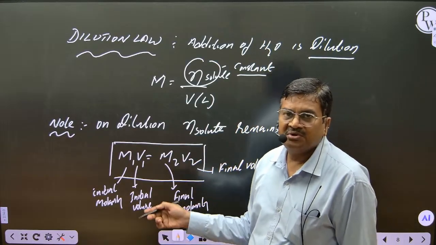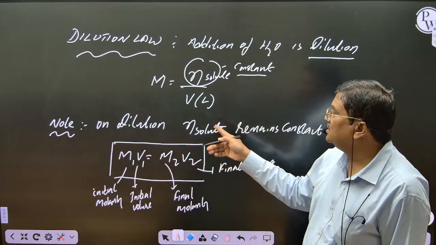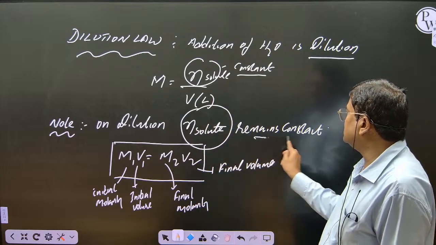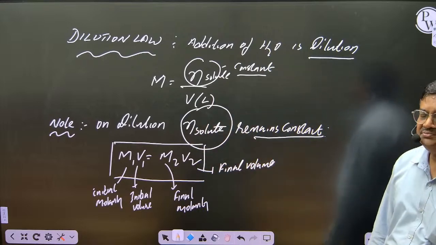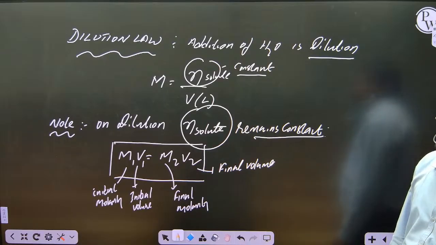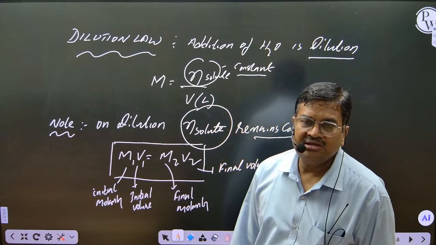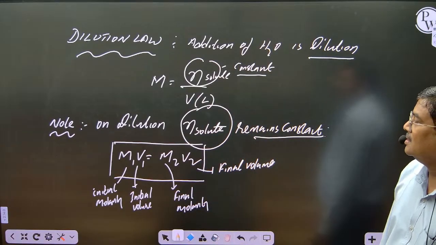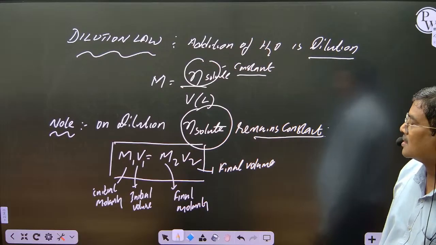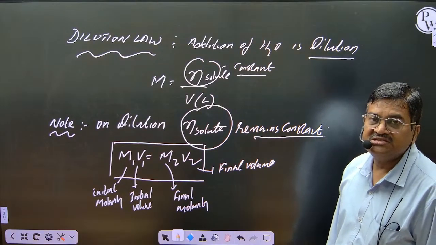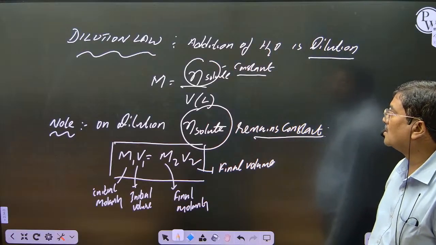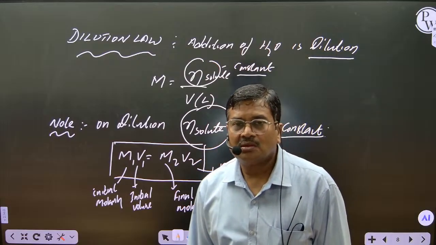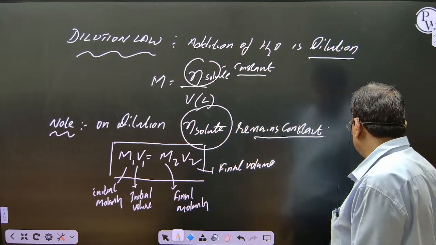So from the exam point of view, they ask numericals on this, and during dilution, what will remain constant? Number of moles of solute remains constant. Understood, students? So this is important from the exam point of view. They ask questions related to dilution law. Now write one question on this. Clear, all of you?